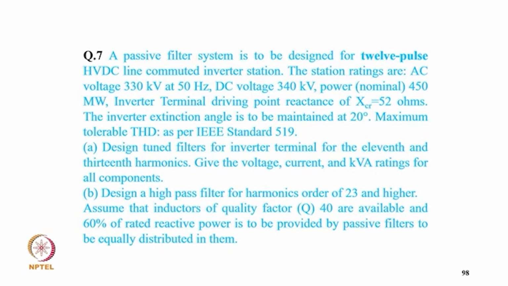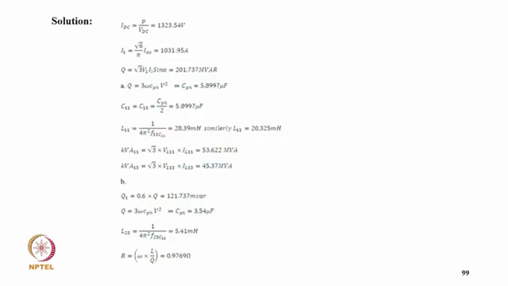So design double tuned filter for inverter terminals for 11th and 13th harmonic. Give the voltage, current and kV rating of all components, and design a high pass filter for harmonics of order 23 and higher. Assume that inductors of quality factor 40 are available and 60% of rated reactive power is to be provided by passive filter, to be equally distributed.